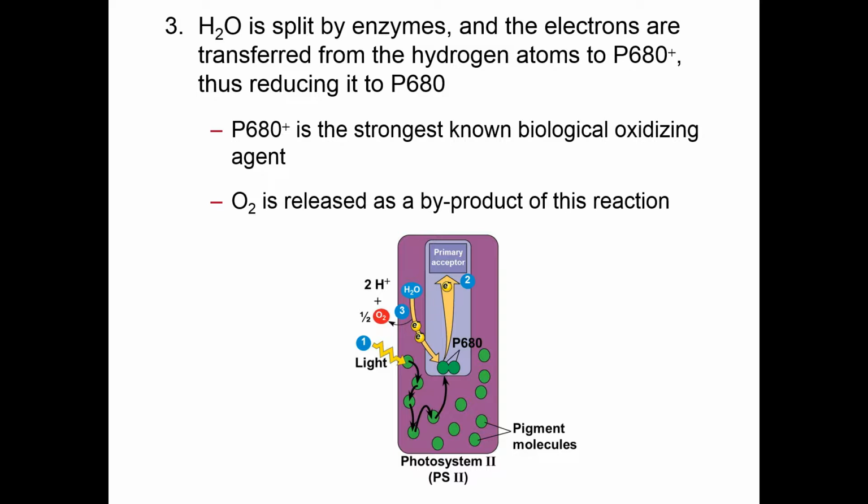So in this case, water is split through a process of photolysis into electrons, protons, and oxygen gas. This oxygen gas is the oxygen gas that we all breathe. So this is how plants produce and release oxygen, through the splitting of water. The whole process is to replace the electrons that were lost by photosystem 2.